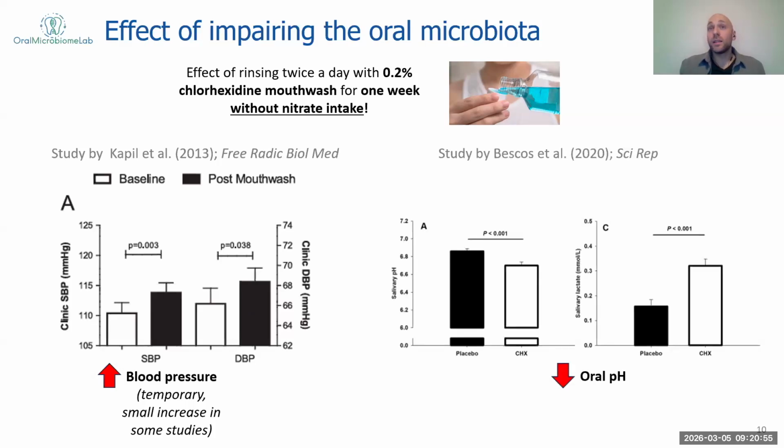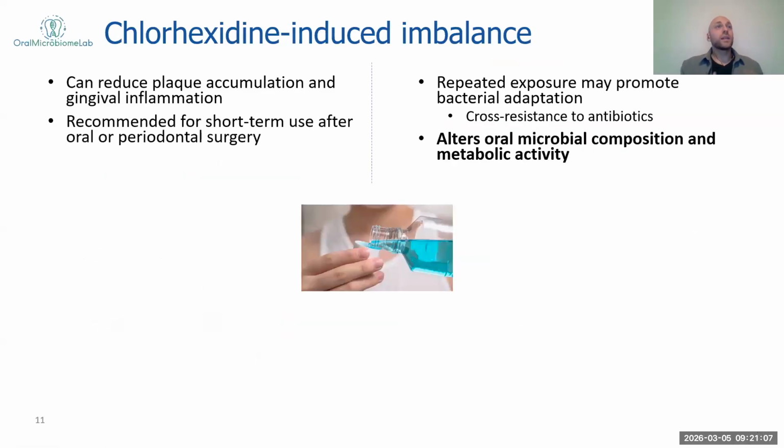And in another study by Raúl Vescos and colleagues, they found that chlorhexidine also decreases the oral pH and increases lactic acid levels. So, as kind of a summary, chlorhexidine can be very important as it can reduce plaque accumulation and gingival inflammation, and it's recommended for short-term use after oral or periodontal surgery. So, if your dentist recommends it, please use it.